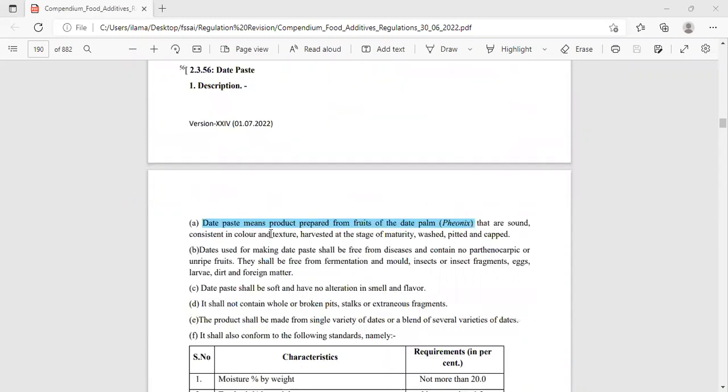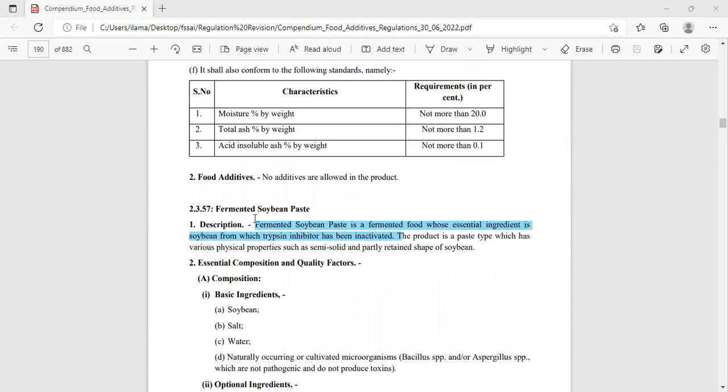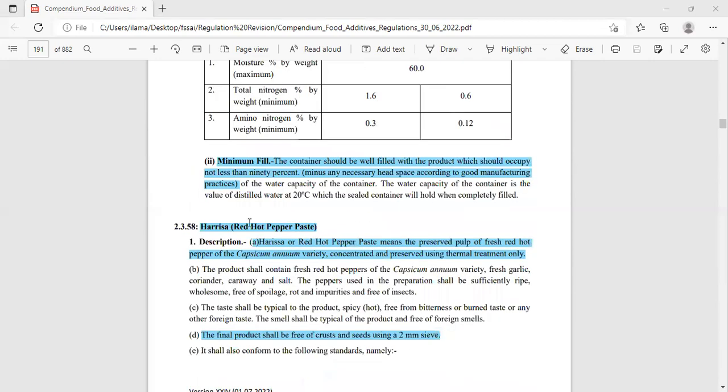And date paste means a product prepared from the date palm. And soybean paste, as we seen before, in all soybean products the trypsin inhibitor has to be inhibited. And then minimum fill, as I said before, the minimum fill has to be up to 90% only.